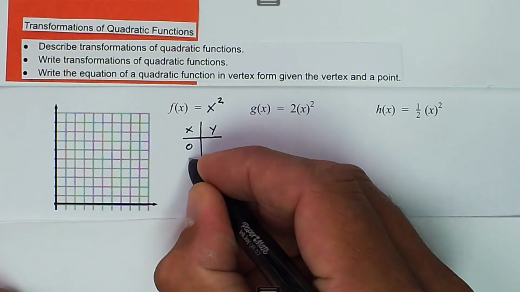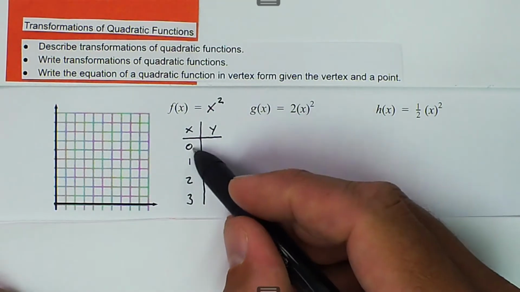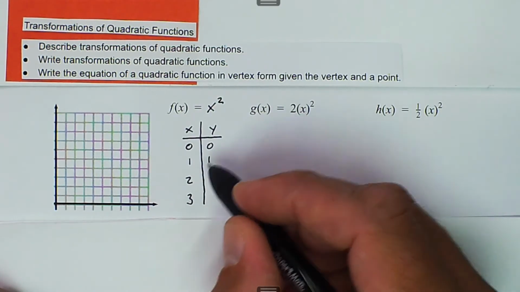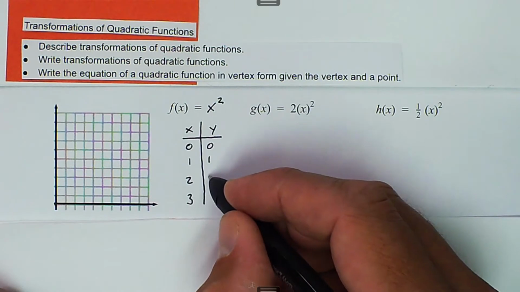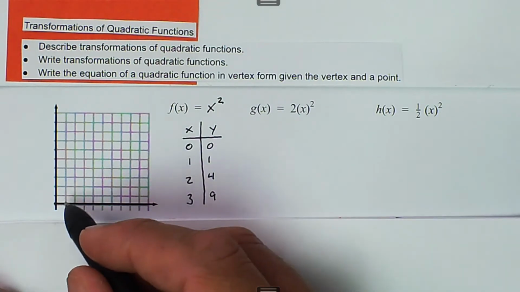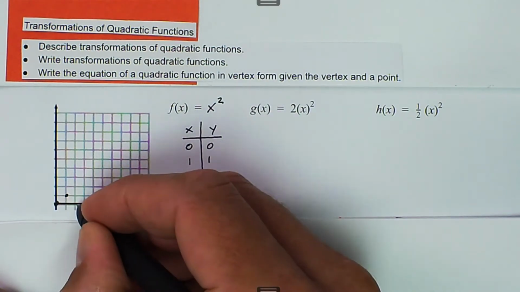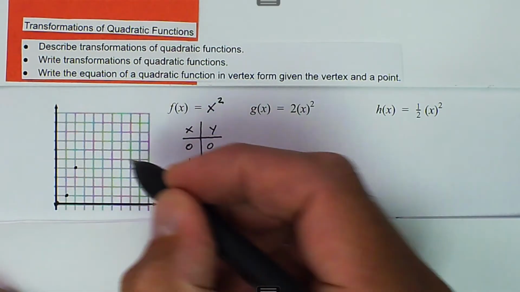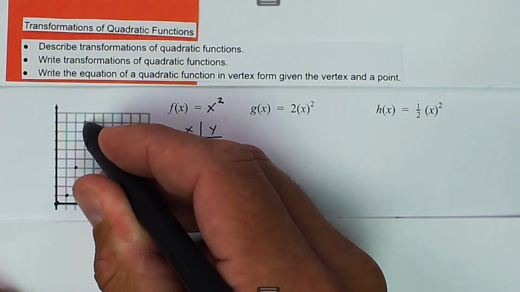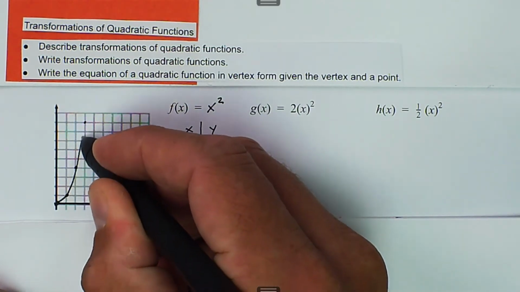And we'll just substitute in 0, 1, 2, and 3. So when we substitute those in, 0 squared is 0, 1 squared is 1, 2 squared is 4, and 3 squared is 9. So when we go to graph these, we have 0, 0, 1, 1, over 2 up 4, and over 3 up 9. So we have the parent function that graphed looks like this.